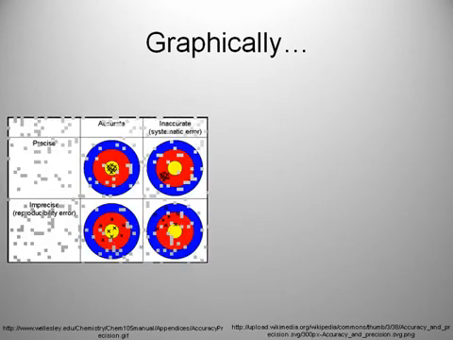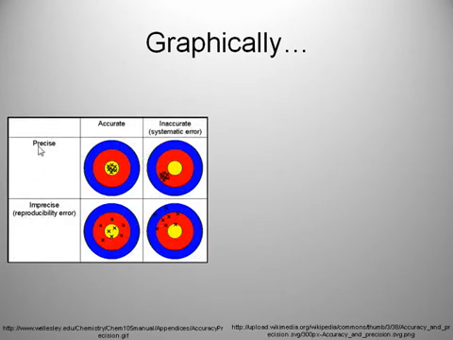Graphically, we could represent accuracy and precision this way. So you throw darts or you're shooting arrows onto a target, and they're all kind of over in this area here. Well, how spread out they are is a measure of your precision, and how they are centered on the true measurement, which would be the bullseye here, is a measure of accuracy. So this one has got both high accuracy and high precision.